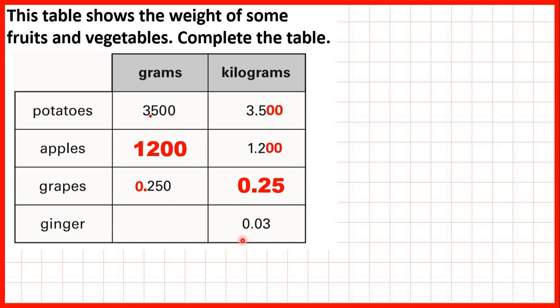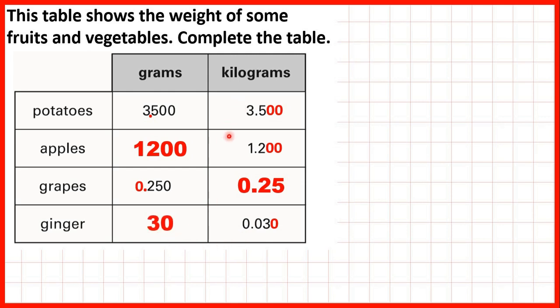And finally, we have 0.03 kilograms. Remember, we can put a 0 on the end so that it has 3 digits after the decimal point, and then we can ignore or take out the decimal point, so that's 30 grams.